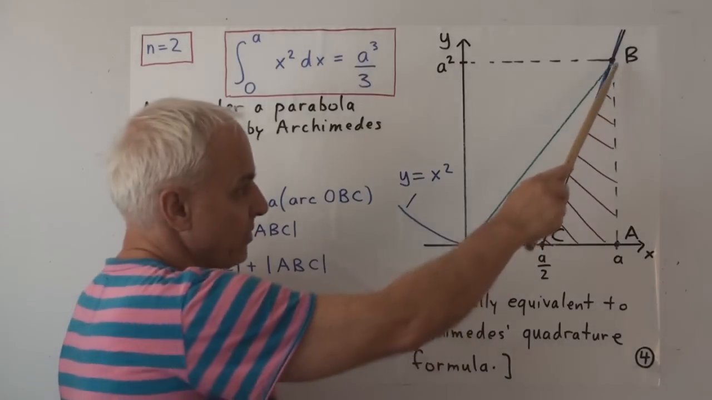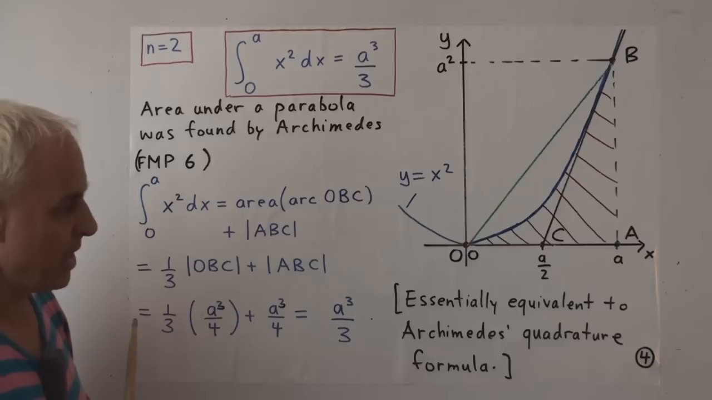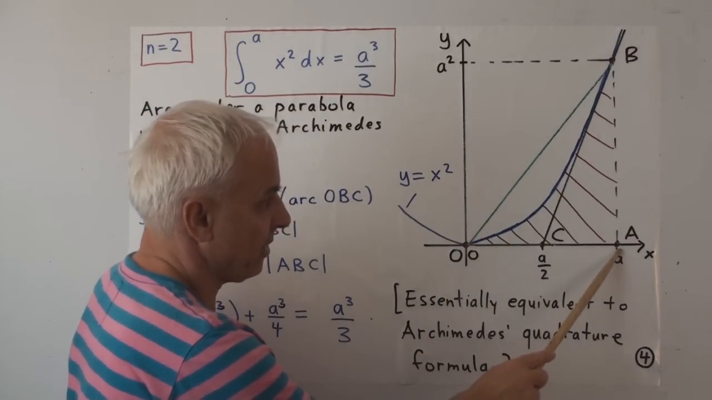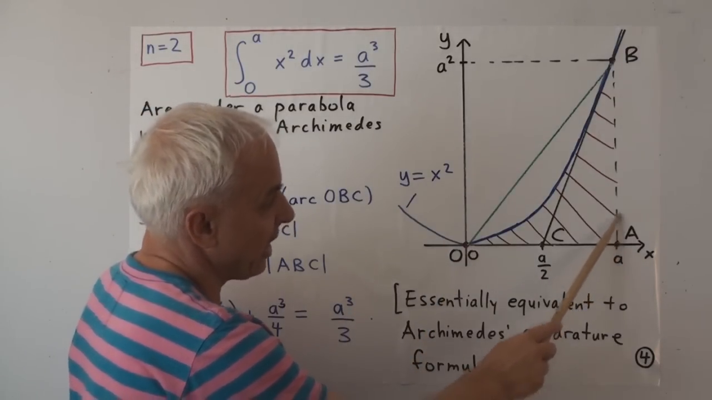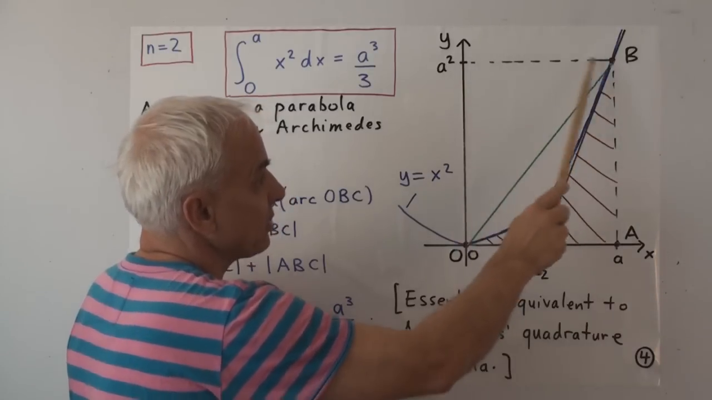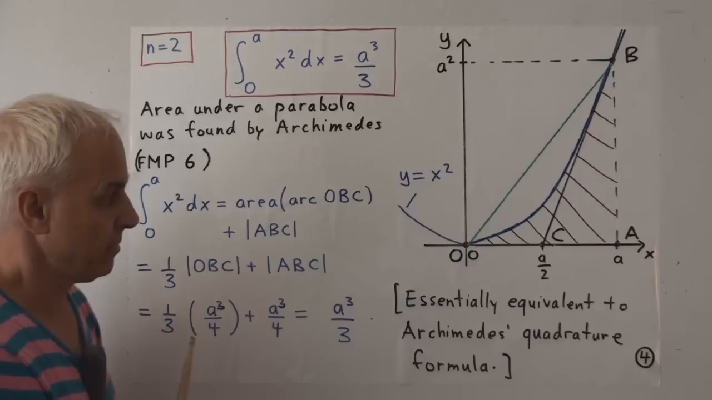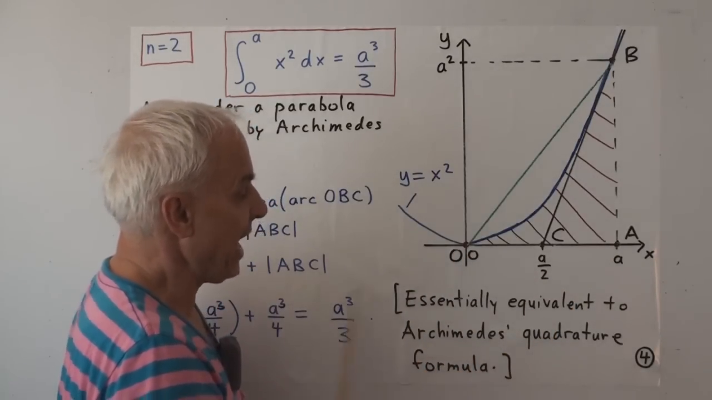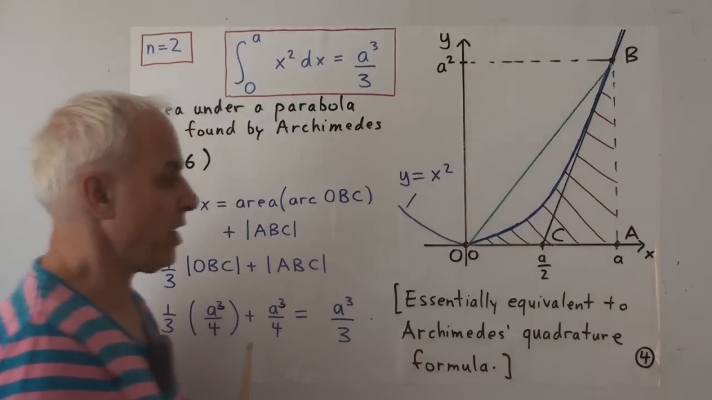Here's the parabola y equals x squared. We're interested in the area under this parabola from 0 to a. And I note that when x is equal to a, then the y-coordinate here has got to be a squared. So there's a box here of base a and height a squared.